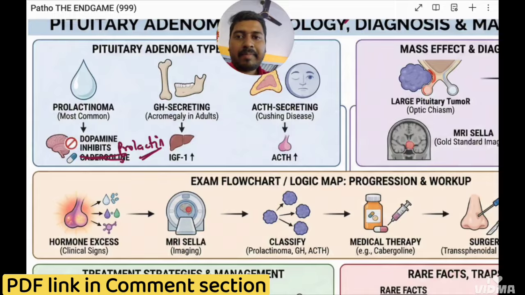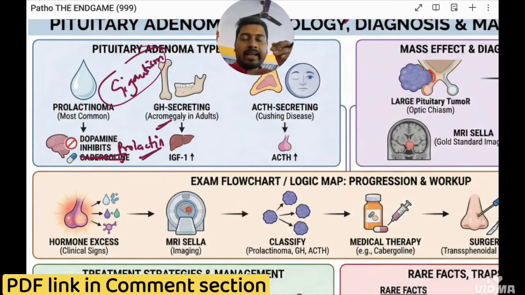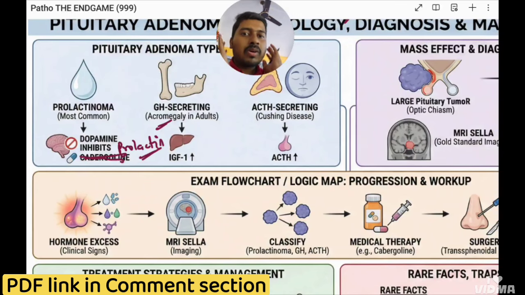Dopamine inhibits prolactin. Similarly, if there is a GH secreting adenoma from the pituitary, growth hormone secreting, then it will cause acromegaly in adults. In children, it causes gigantism. Children will grow taller, they will grow bigger, but in adults, epiphyseal fusion has already terminated. So there will be only acromegaly, where the hands, mouth, and rough facial features will increase. So that causes acromegaly in adults.